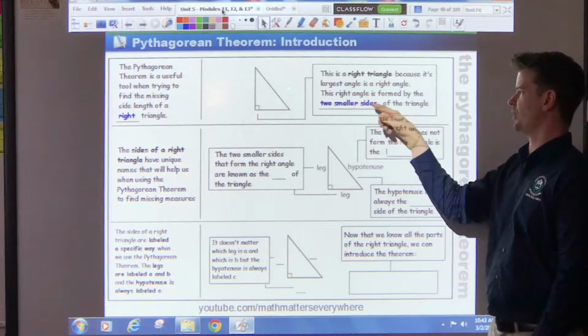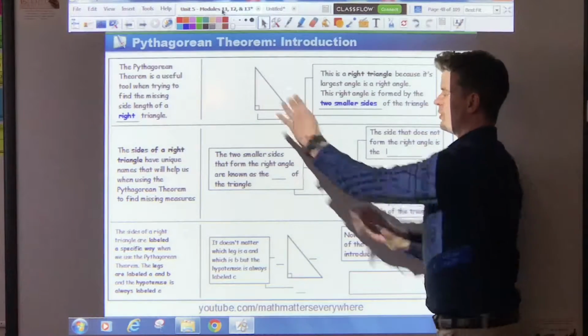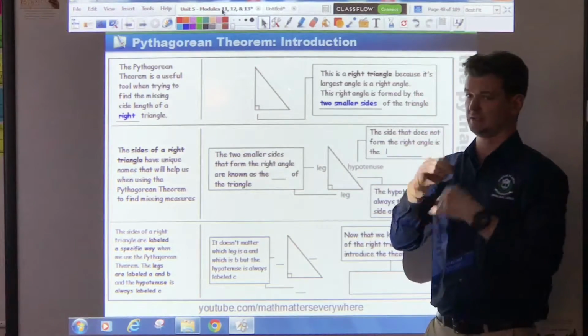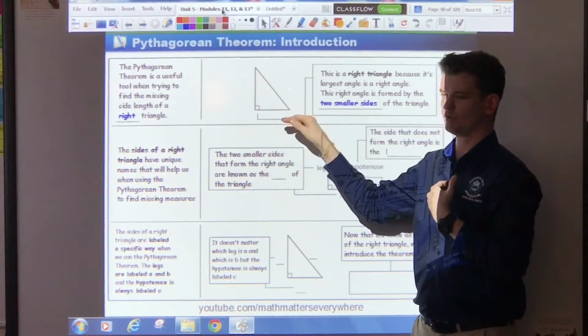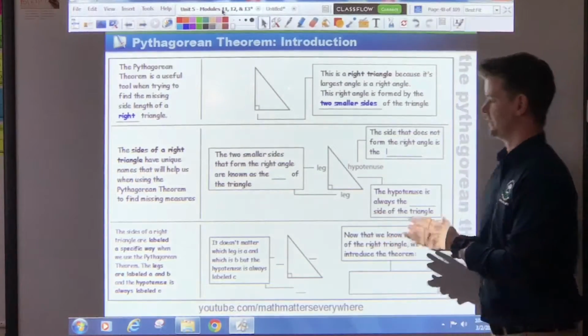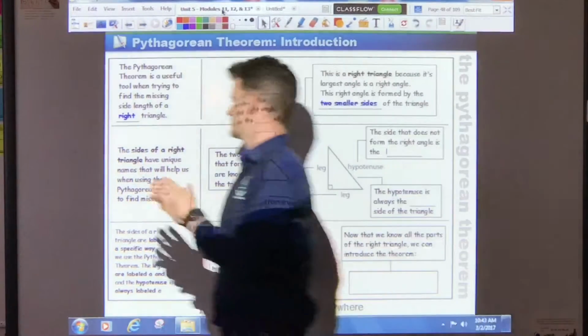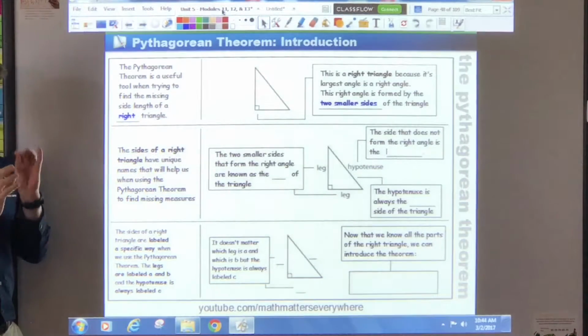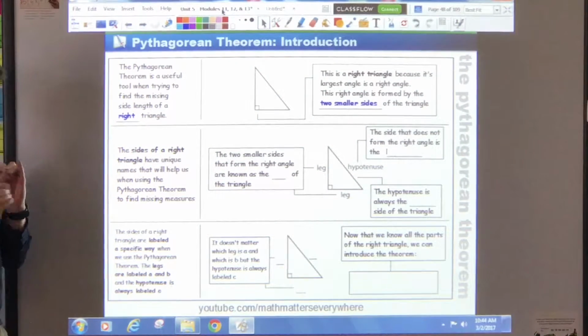Okay, so the two smaller sides of the right triangle, the two smallest sides of the triangle, will always form a right angle. So you're going to have three sides because it's a triangle. Two small sides form a right angle. Then you have this longer side right here. I'll tell you what the name of that is in a second. So the sides of the right triangle, when we're talking about the Pythagorean theorem, are going to have very unique names.